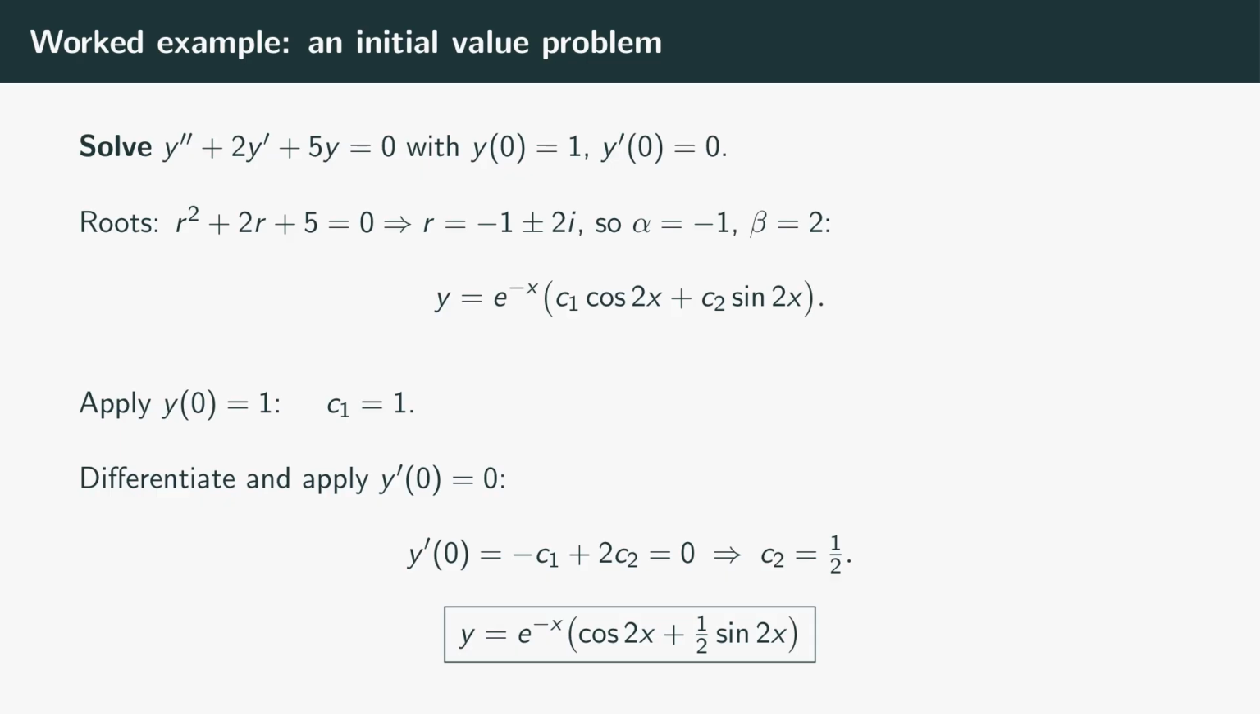Now use the conditions. At x equals 0, the exponential is 1, the cosine is 1, the sine is 0, so y of 0 equals c1, which must be 1. For the derivative, differentiate using the product rule and evaluate at 0, you get negative c1 plus 2c2 equals 0. Since c1 is 1, c2 is 1/2. So the particular solution is e to the negative x times (cosine 2x plus 1/2 sine 2x), a specific damped wave fully determined by its starting position and velocity.